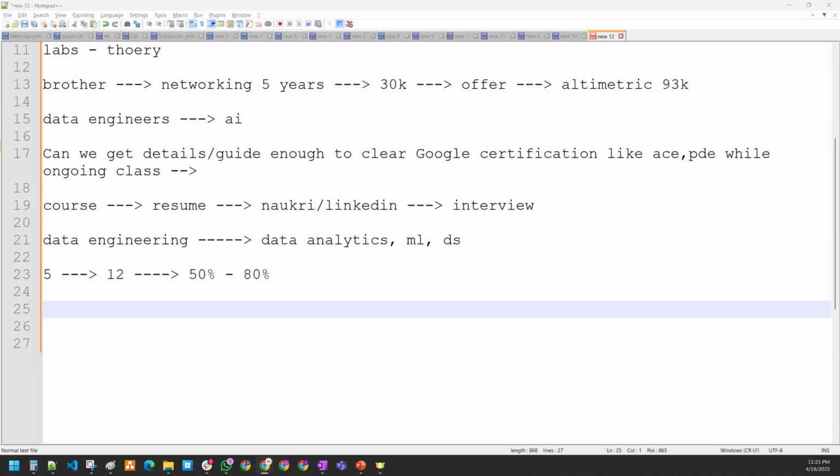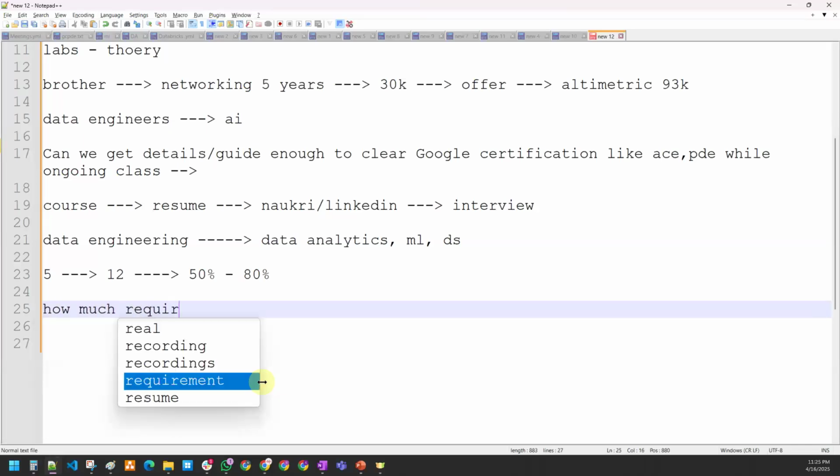Okay, so this last question: how much coding is required? Because I'm completely working on the coding side. But is there any coding? So how much coding is required? A lot of people may be having this question.